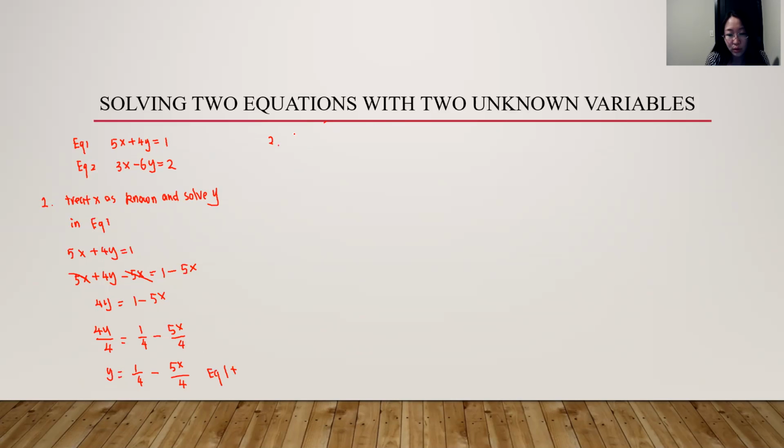So step 2, plug y equals 1 over 4 minus 5x divided by 4 into equation 2. So equation 2 is 3x minus 6y equals 2. So 3x minus 6 multiplied by 1 over 4 minus 5x divided by 4 equals 2.